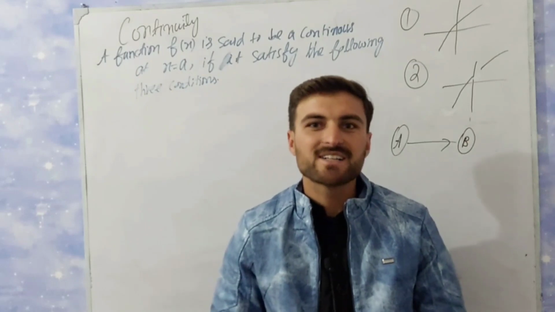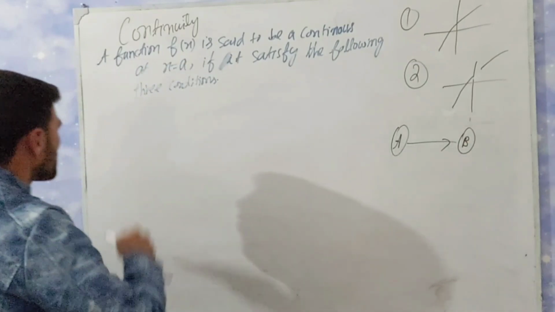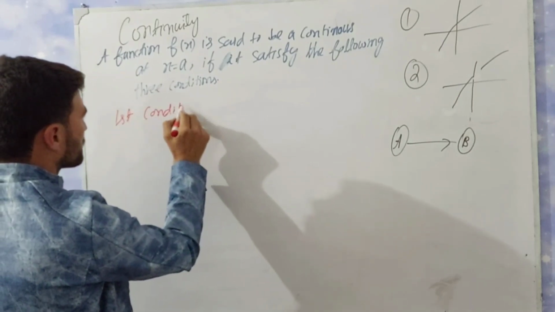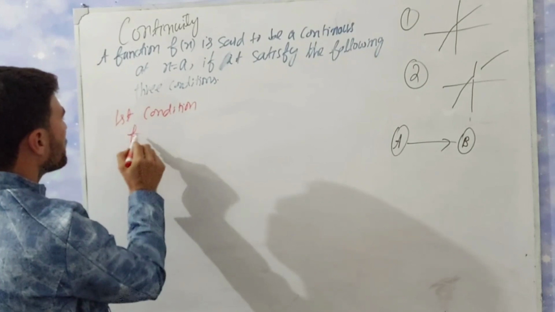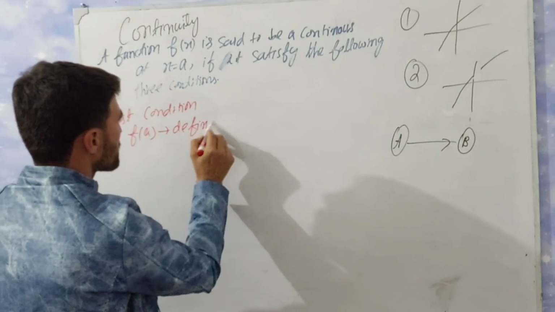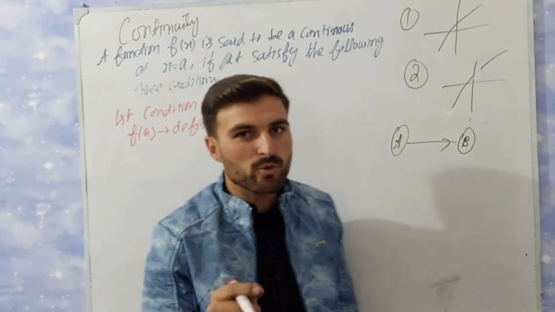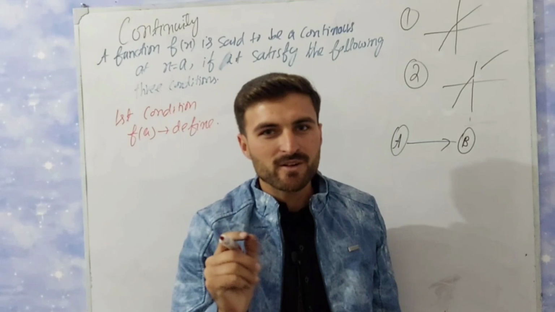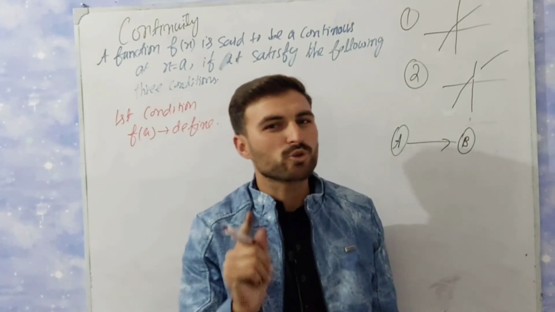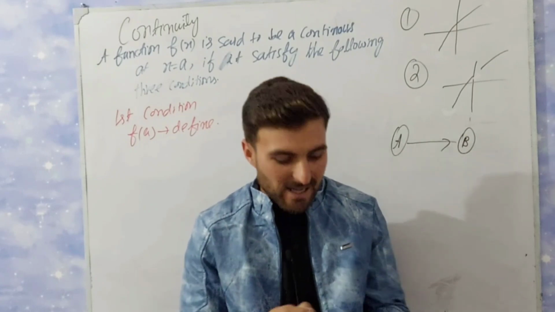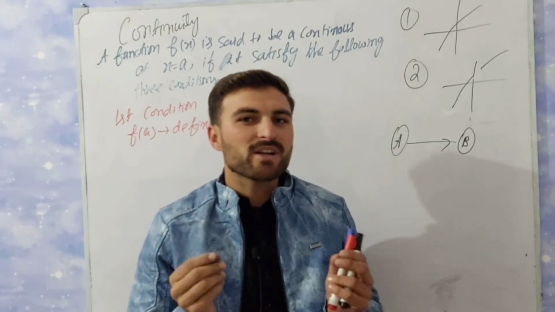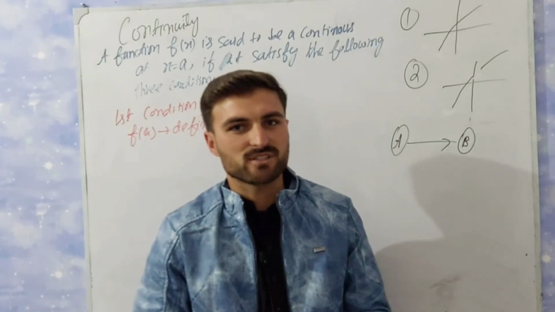So the first condition is that f of a should be defined. It means that if we give a value, the answer should be in a defined way. The answer should never be undefined. If the answer is undefined, then the function will never be a continuous function.